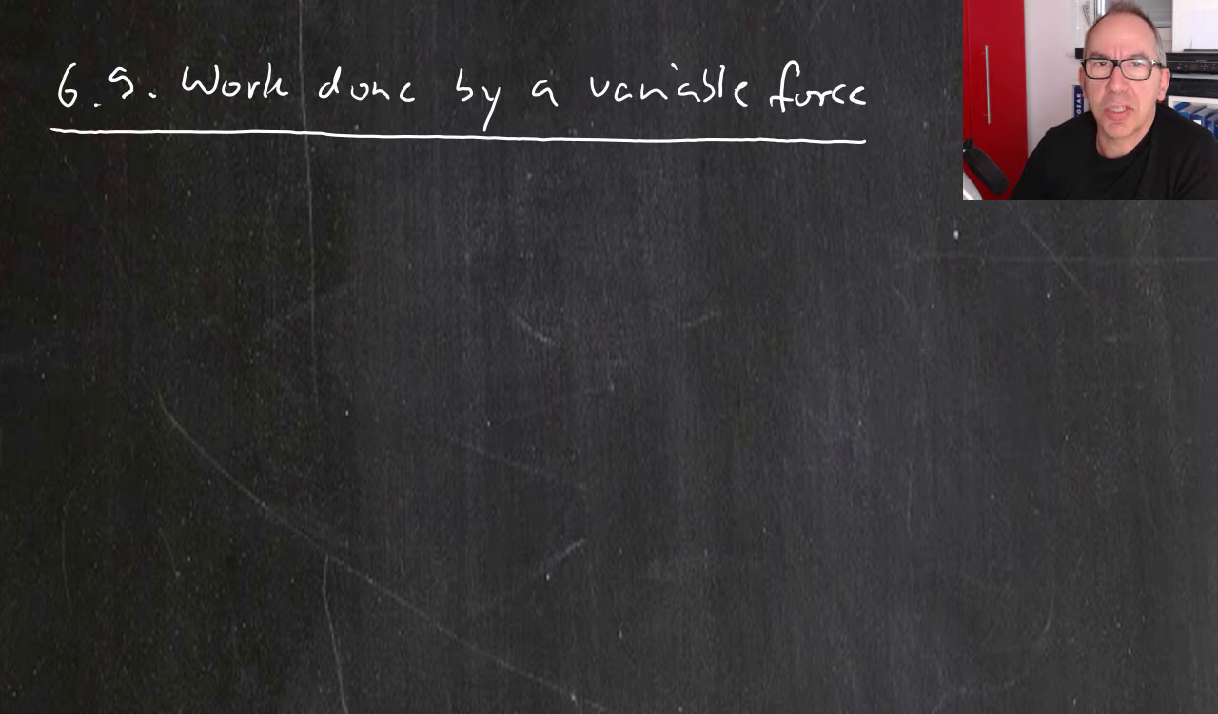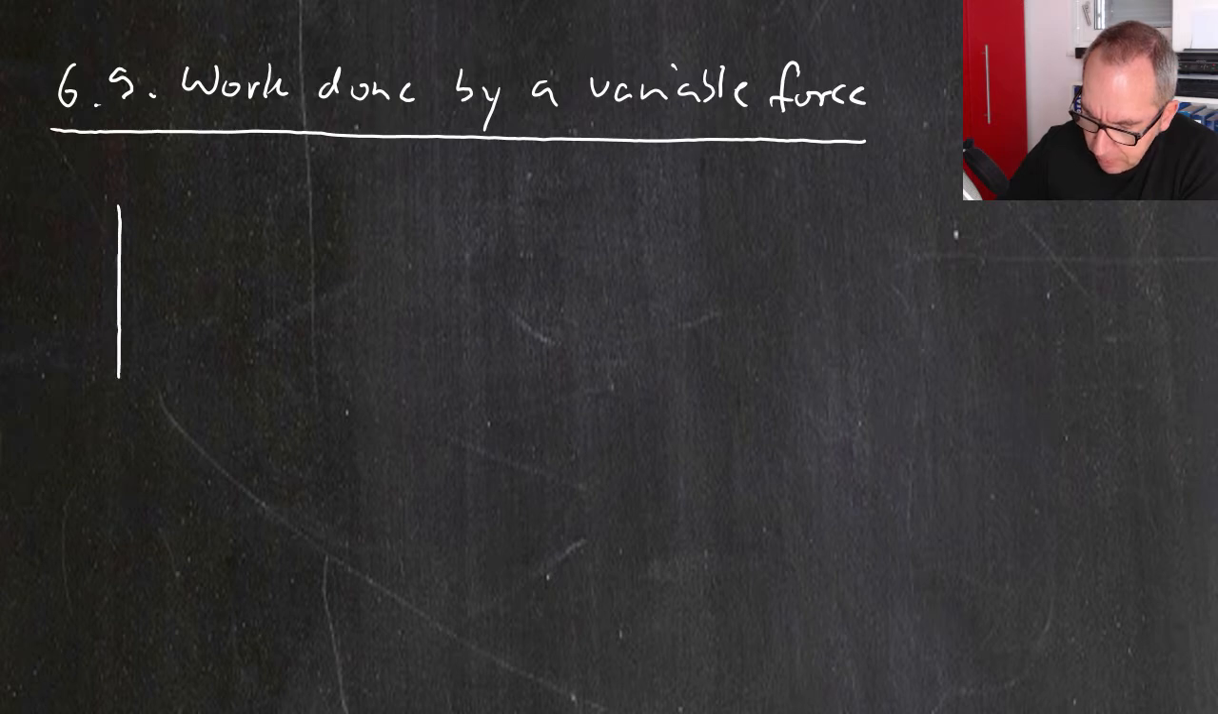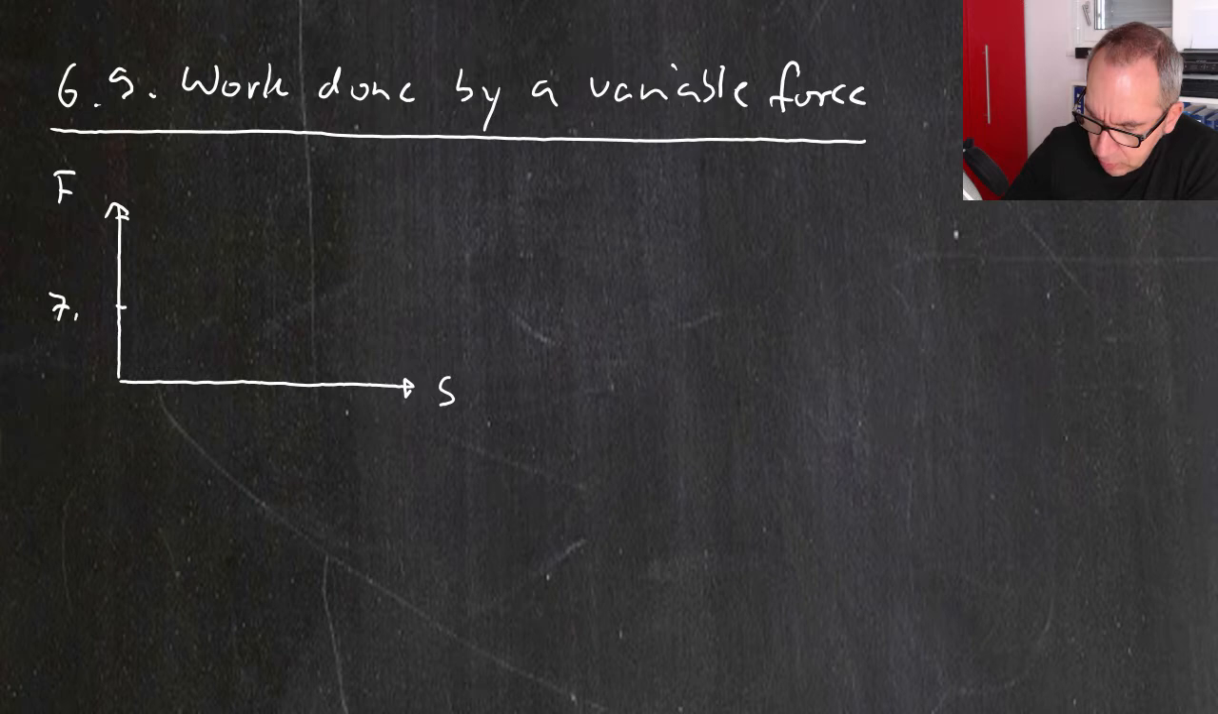Let's, as a repetition, have a look at this example. We have a force given. I just draw the plot here: force as a function of displacement. For instance, we can say there is a 7 Newton force acting over a distance of 5 meters. What is the work done?